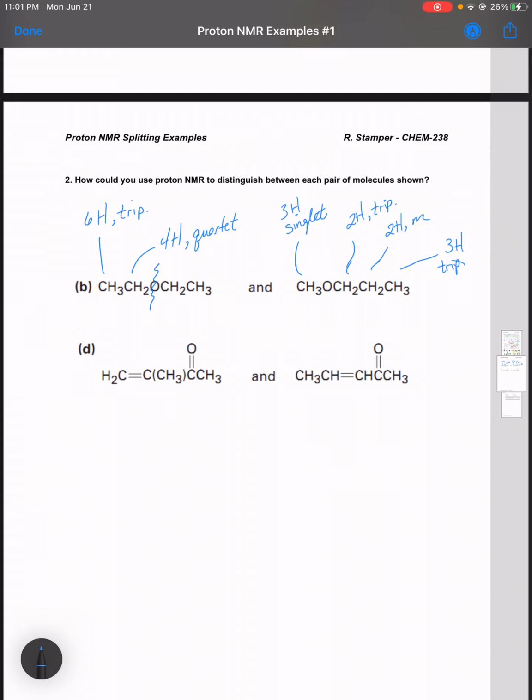Same kind of logic can be done in part D, and I'm going to let you figure that one out. The answer is down on the next page, and it's fairly well explained. But these are the kinds of questions that you'll want to practice with. And there's lots of practice to be had in the textbook. There's practice to be had in other textbooks. I can give you as many practice examples as you want, but the real big concept here is to think about symmetry, equivalence, the shifting value itself, and splitting.